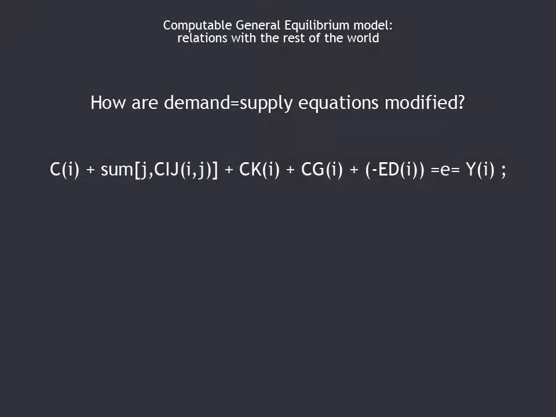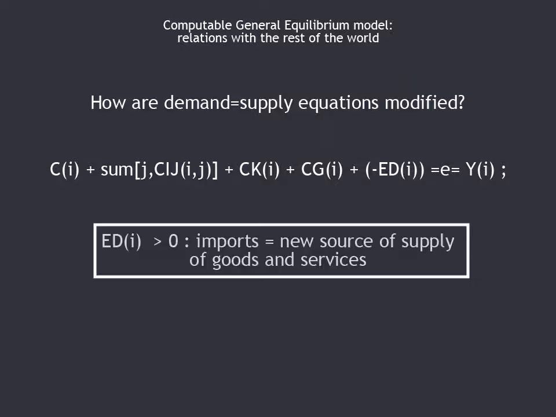The explanation is very simple, because either ED in sector i is positive, so we have imports in this sector, and this is a new source of supply of goods and services.